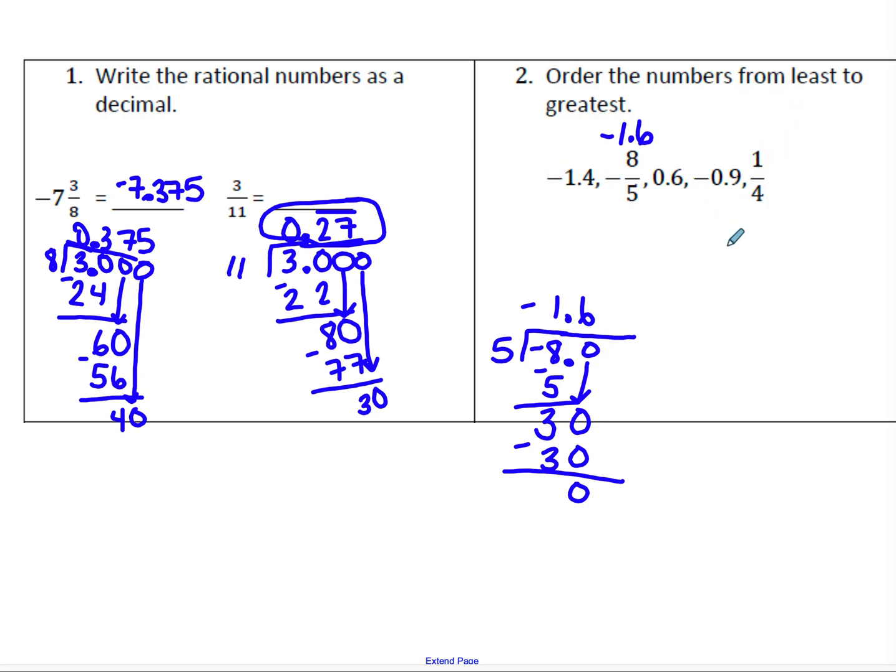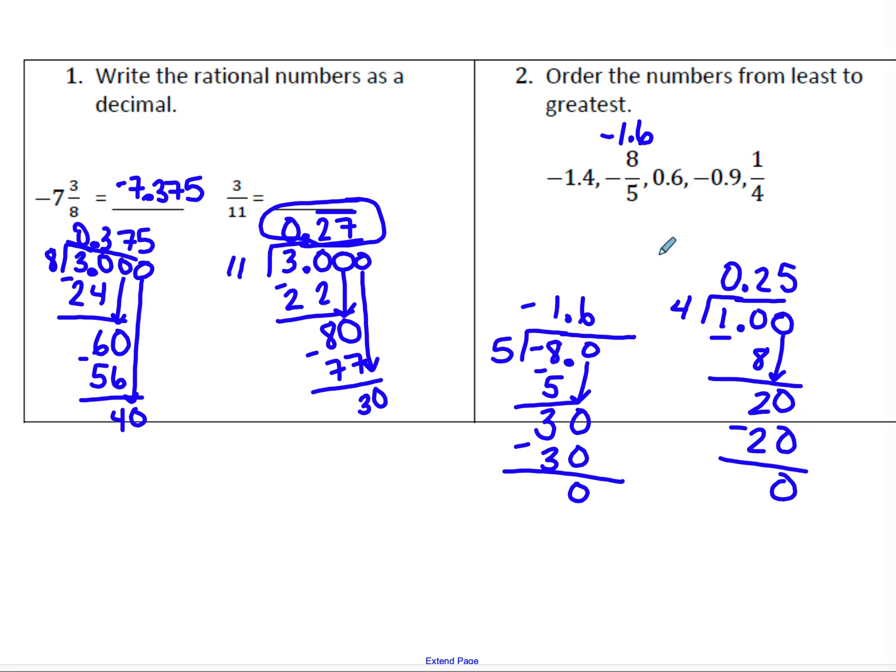Okay, and then I have 1/4. Now 1/4 is what I like to call a benchmark fraction. It's one you might already know the decimal for, which is great. I'm going to go ahead and do the work for showing how to get it if you don't know what the decimal is. So 4 does not go into 1 a whole number of times. So I'm going to put a 0 and a decimal and a decimal and a 0. 4 goes into 10 twice. 2 times 4 is 8. 10 minus 8 is 2. Add a 0, bring it down. Okay, 4 goes into 20 5 times. 5 times 4 is 20. Okay, so 1/4 is 25 hundredths.